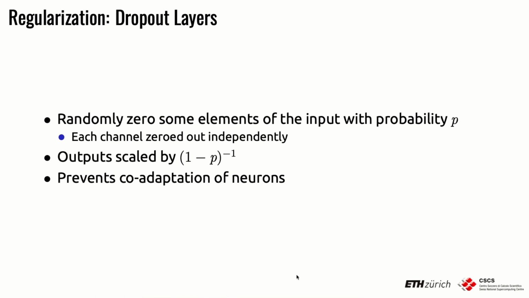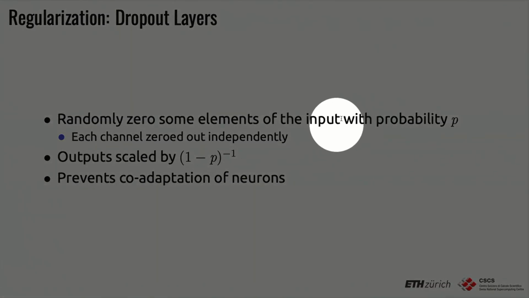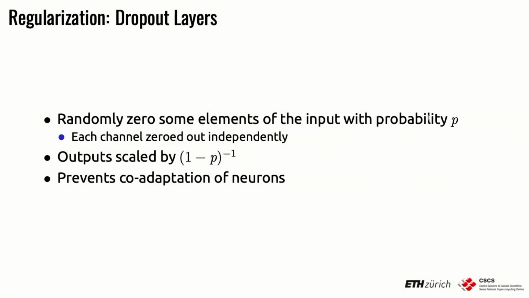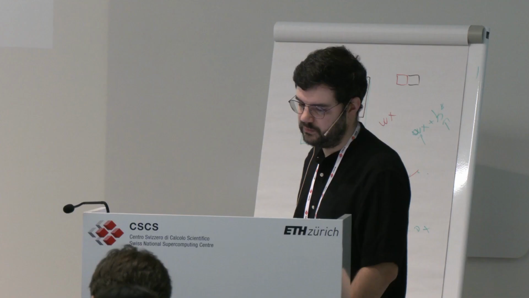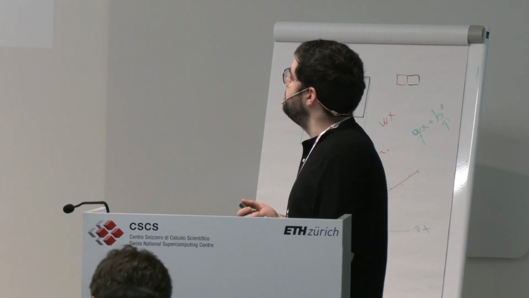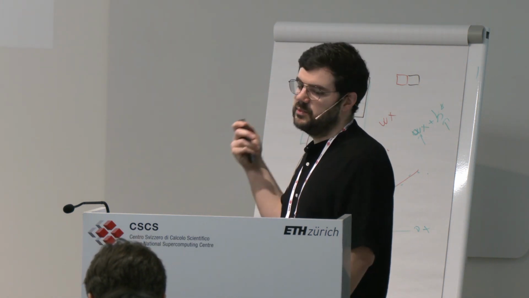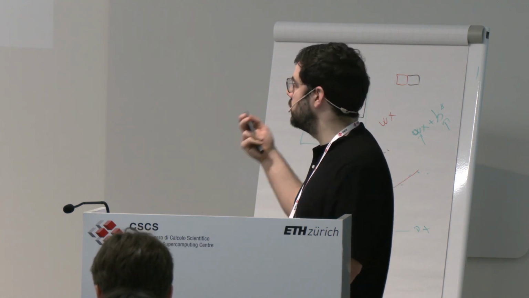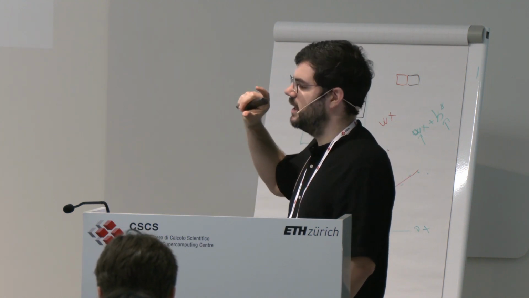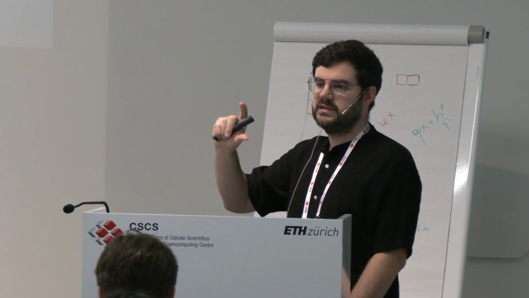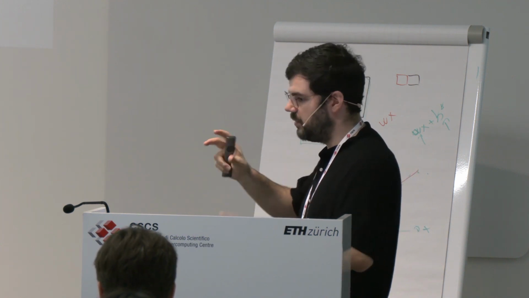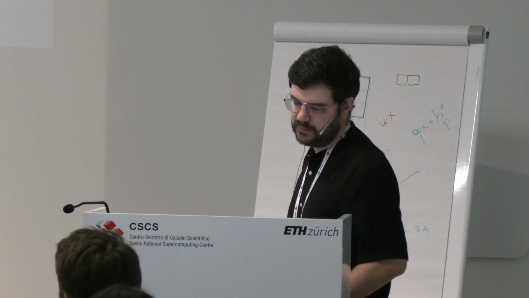Another regularization technique that is quite simple to implement in PyTorch and is quite useful is to randomly zero some of the elements of the input with probability p. And this happens independently on each channel if you're using, for example, a convolutional neural network. And well, the output is also scaled, but what this does is that it prevents the co-adaptation of neurons. So essentially at every training step, you're training a slightly different model with some of the inputs being zero.